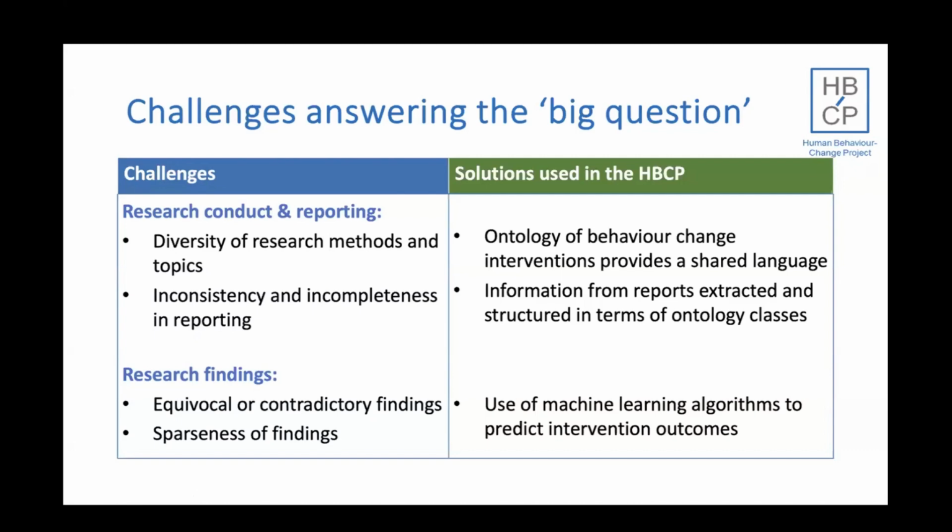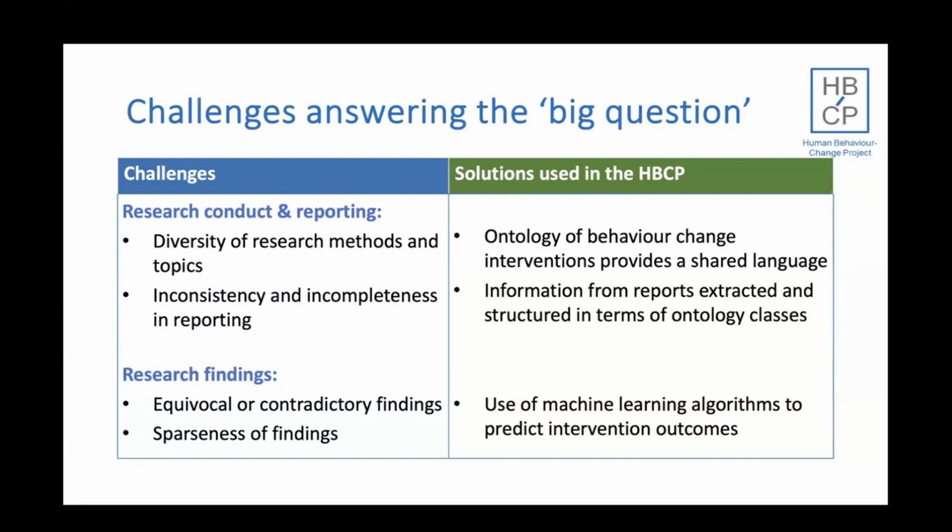Some of the solutions that we addressed in the Human Behaviour-Change project was to, first of all, seek large amounts of evidence, but then structure that evidence and all the things that produce that evidence in terms of the methodology by what's called an ontology, which is a way of representing and structuring knowledge that is consistent, that uses a shared language, and very importantly for today's seminar, can be read by computers.